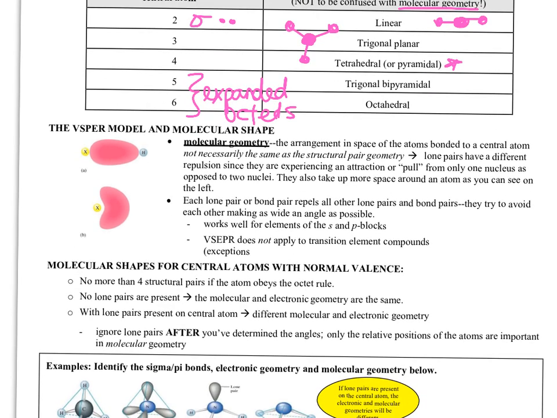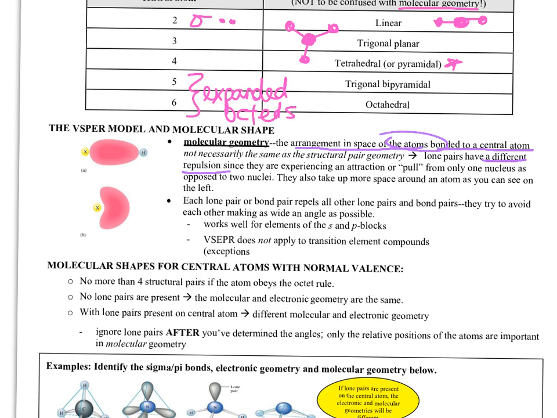With the VSEPR model and the molecular shape, we also have to understand molecular geometry. Molecular geometry is the arrangement in space of the atoms that are bonded. So we're only focusing on the atoms, not all of the lone pairs. Lone pairs have a different repulsion since they're experiencing an attraction or pull from one nucleus as opposed to two nuclei.